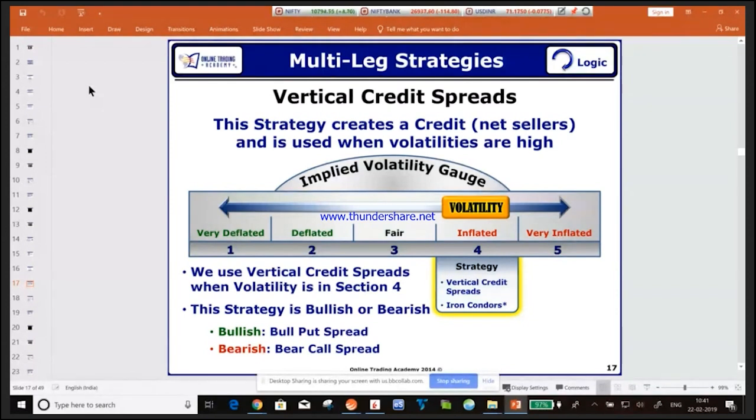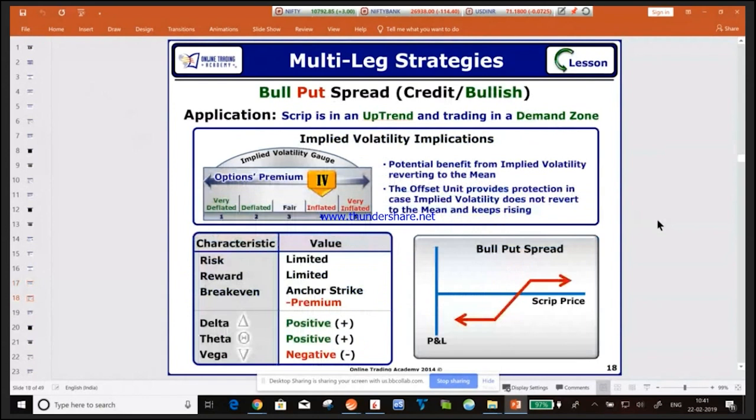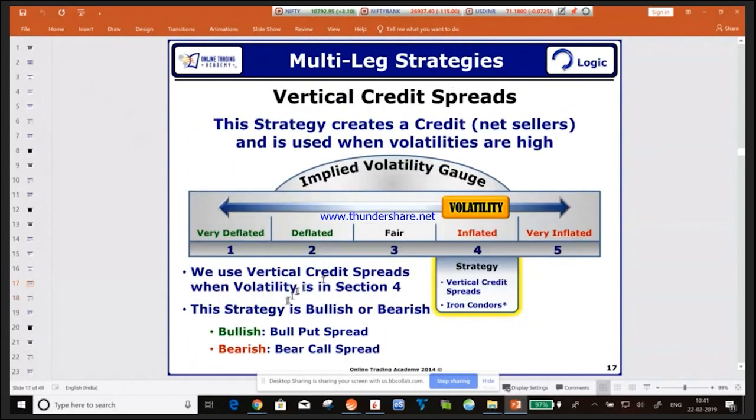Section 4 strategies are vertical credit spreads and iron condors. Iron condor is a non-directional strategy we'll cover later today itself after we finish with synthetics. Vertical credit spreads are strategies that need to be taken in section 4 and are primarily option selling strategies. Okay, the bullish version is called a bull put spread and the bearish version is called a bear call spread.